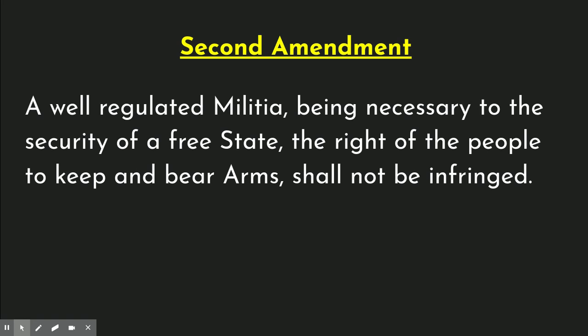But it is clearly a part of the Constitution, and we'll talk about it a little bit in school as well. But I want you to know the right to bear arms and the right to own weapons.